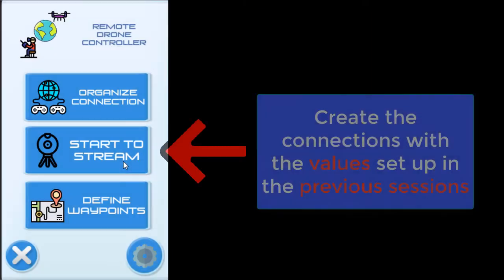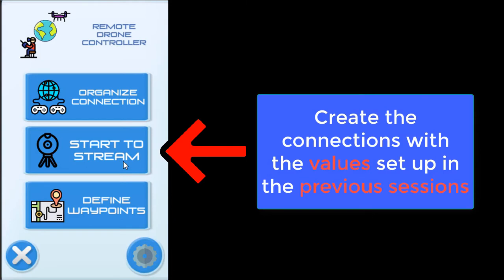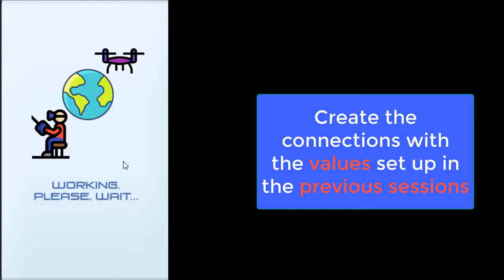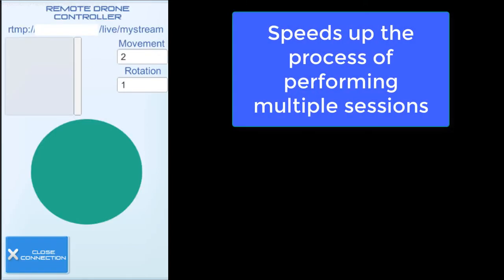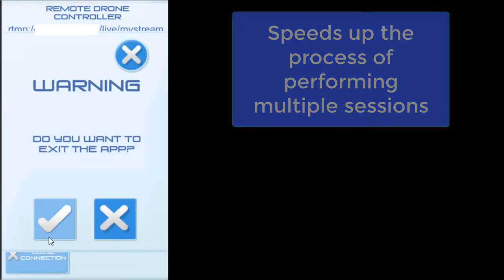The next time you start the app, the button Start to Stream will appear. By pressing this button, it will automatically create the session with the previous data you used. This shortcut is meant to ease the connection establishment process because you are going to usually perform the same connection multiple times.